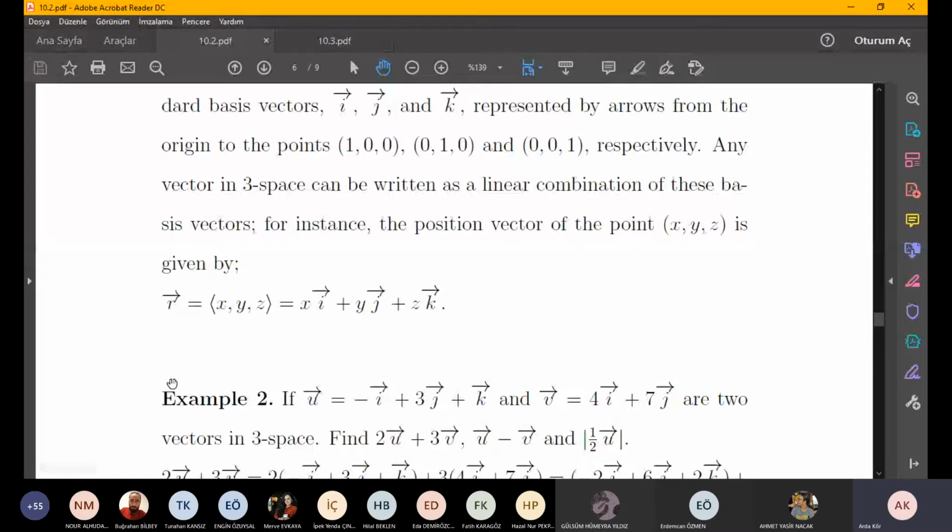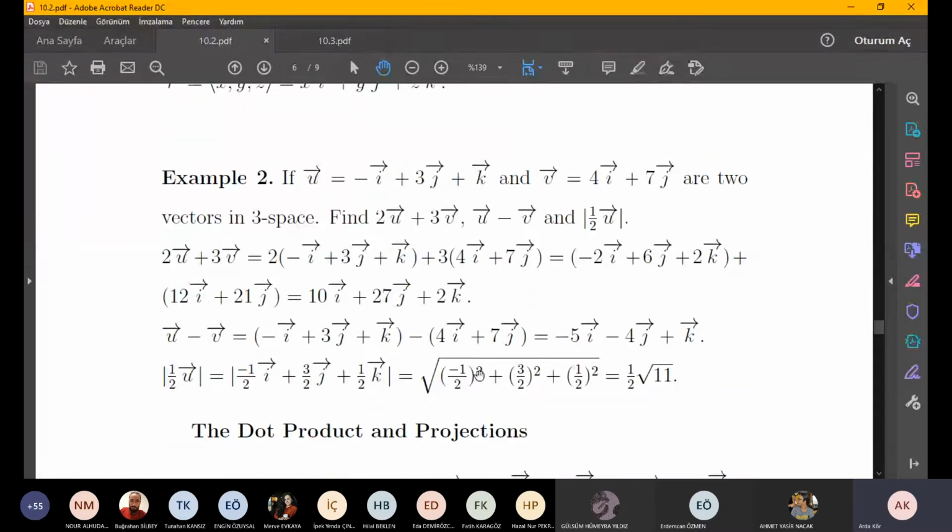Let's see an example in 3-dimensional space here. As vectors, we have u and v. They should write it here: they are both in three-dimensional space, because as you can see for vector v, you don't have the k component. If they don't express that, you can think maybe it is a vector in two-dimensional space. So that is why they should write it here. They are two vectors in three-dimensional space.